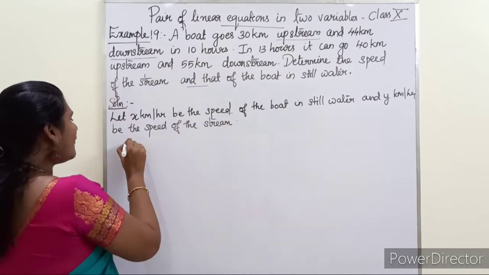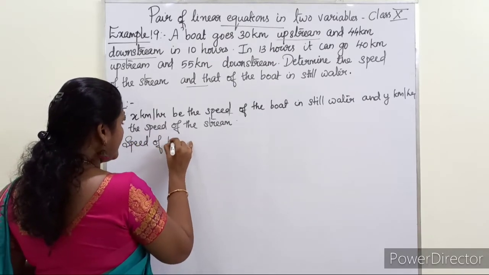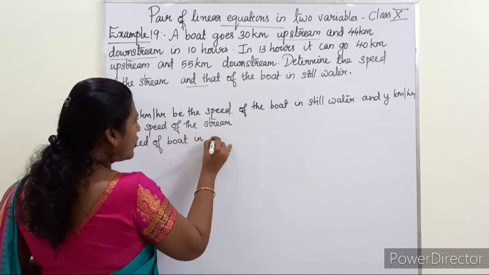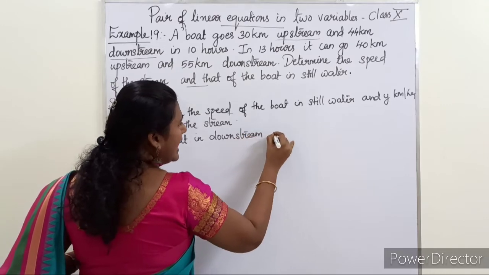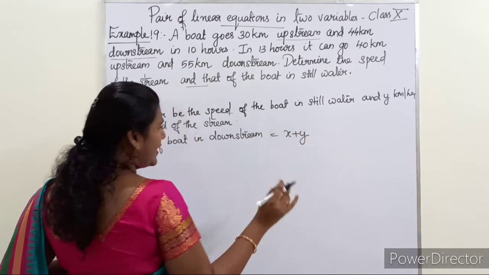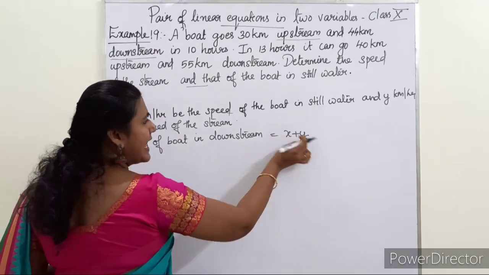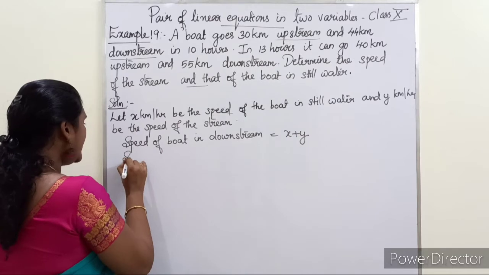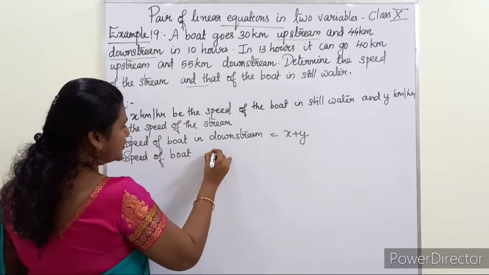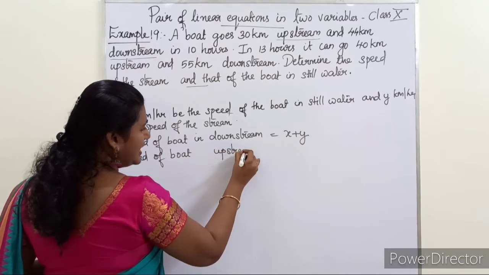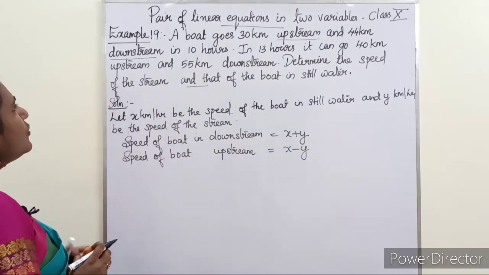Now, speed of the boat in downstream is equal to x plus y. I already told that downstream the speed of the boat will increase, so we are adding these two speeds. And speed of the boat moving upstream is equal to x minus y. Now we will move on to the question.